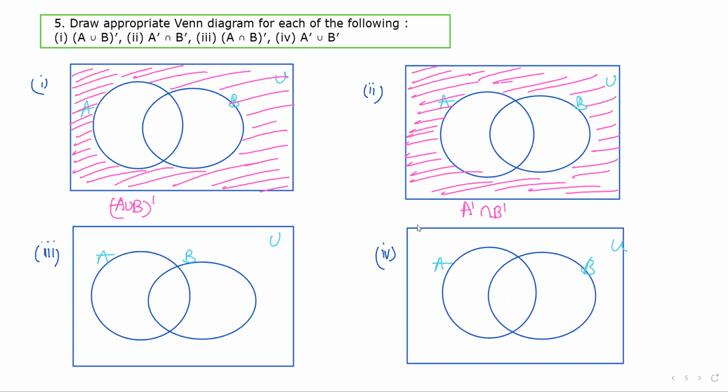Next, A intersection B whole complement. This region is A intersection B. So from the universal set, you have to shade every region except for this region. So it would be this exterior region, including B part and including A part, but not the common part.